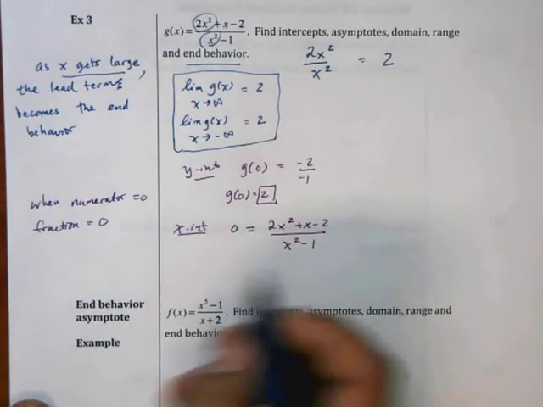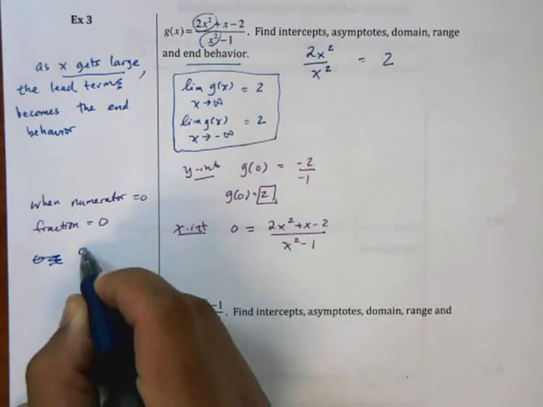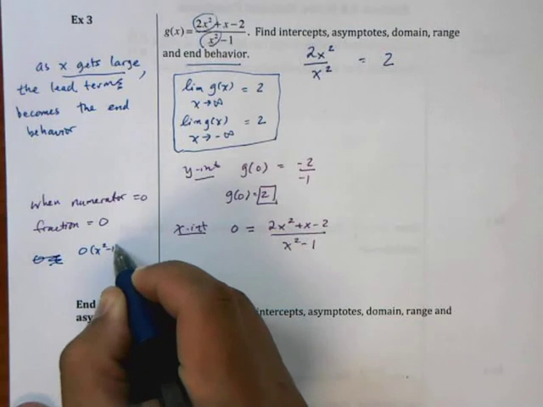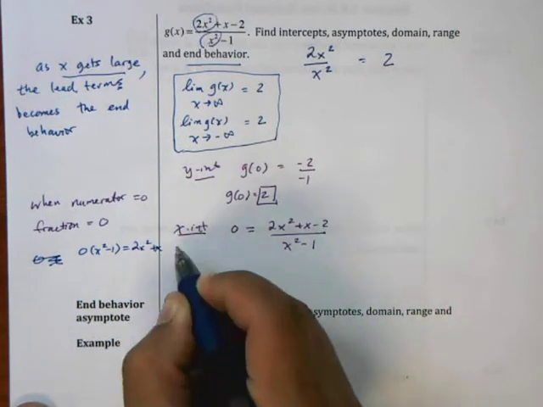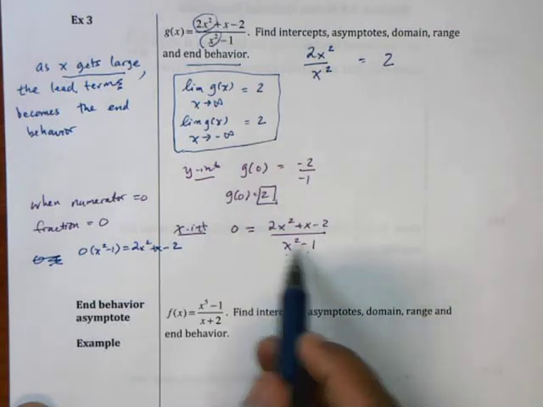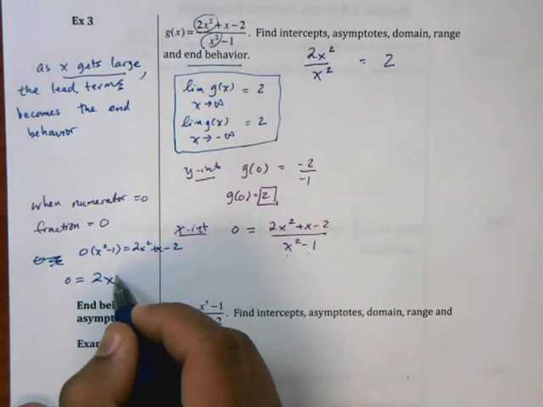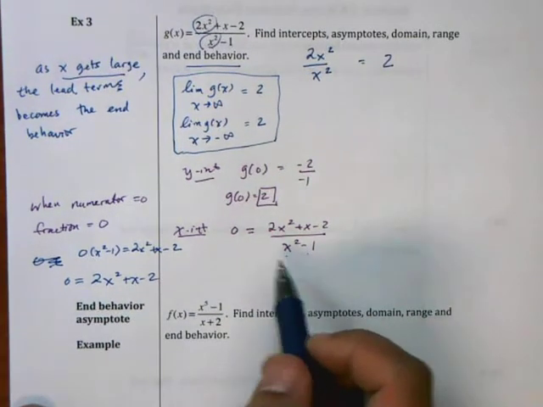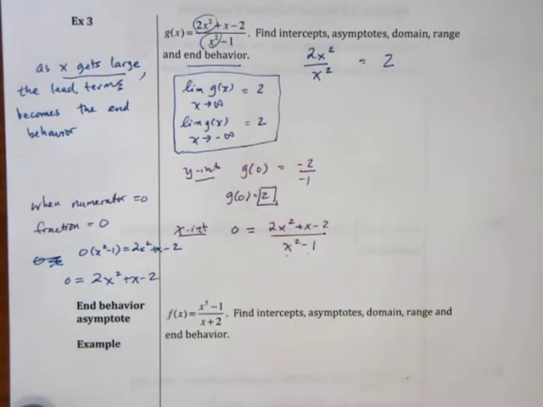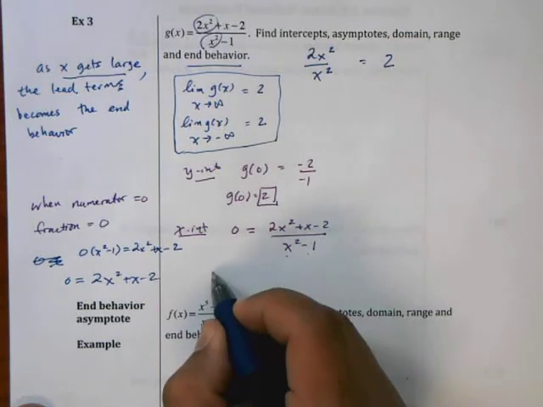So if you were to solve this, what you're going to do next is multiply both sides. You're going to say 0 times x squared minus 1 equals 2x squared plus x minus 2. So you're taking this denominator, multiplying by both sides, and you're going to end up with 0. Okay. So what it's really saying is you don't have to worry too much about the denominator when you're talking about x-intercepts. Just set the numerator equal to 0. Okay. All right, so now that we have that set up here, we can just solve this using your favorite method.